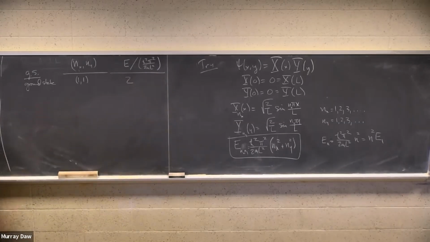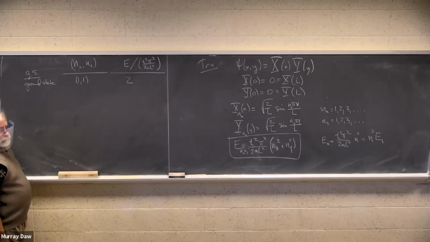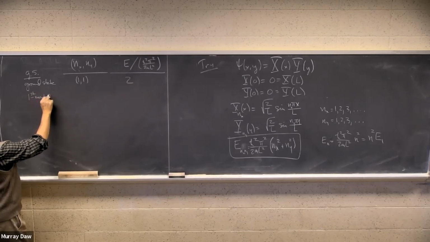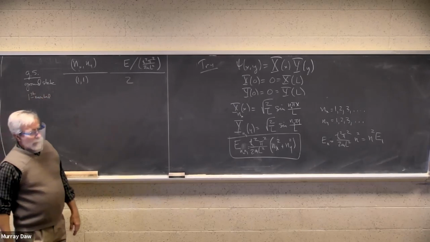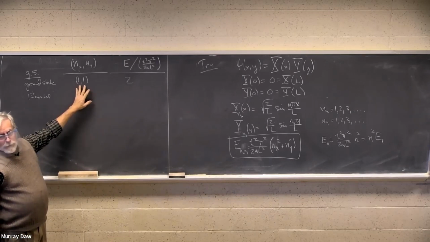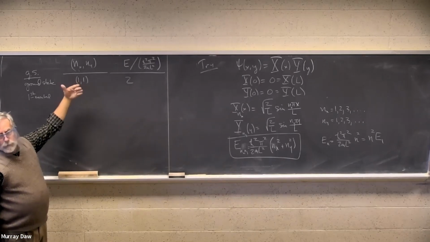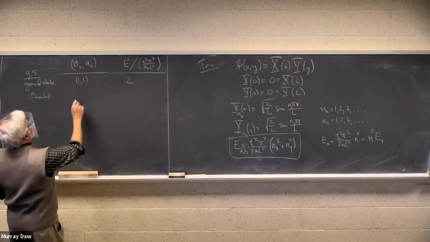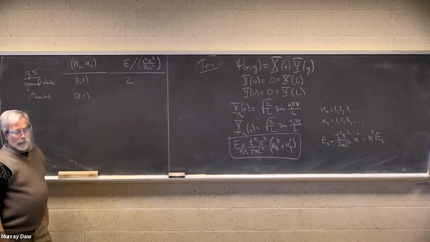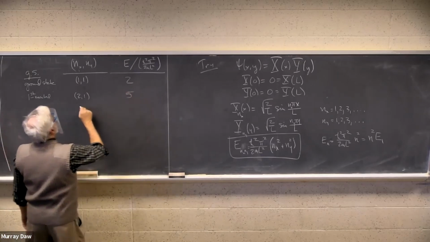What would be the next state, the first excited state? And how would you get that? We've got 2 numbers here. What if we raise one of them to be a 2? So let's suppose it's 2, 1. What's the energy of that? 5. Oh, but there's also 1, 2.